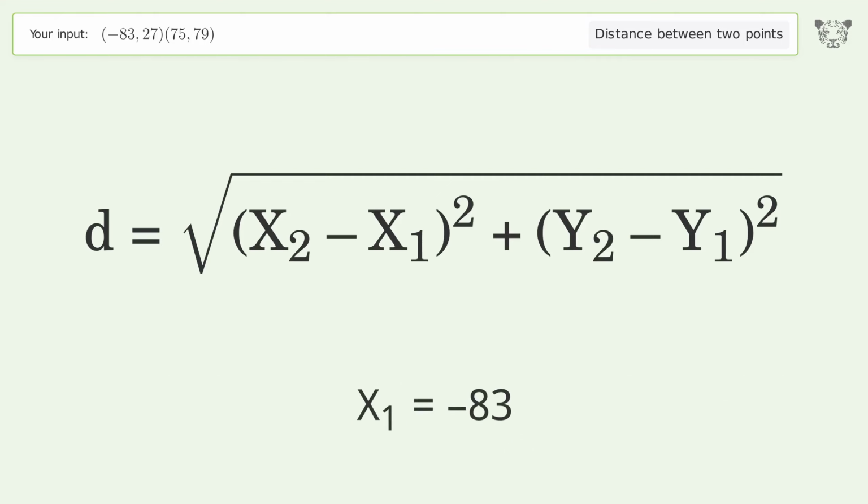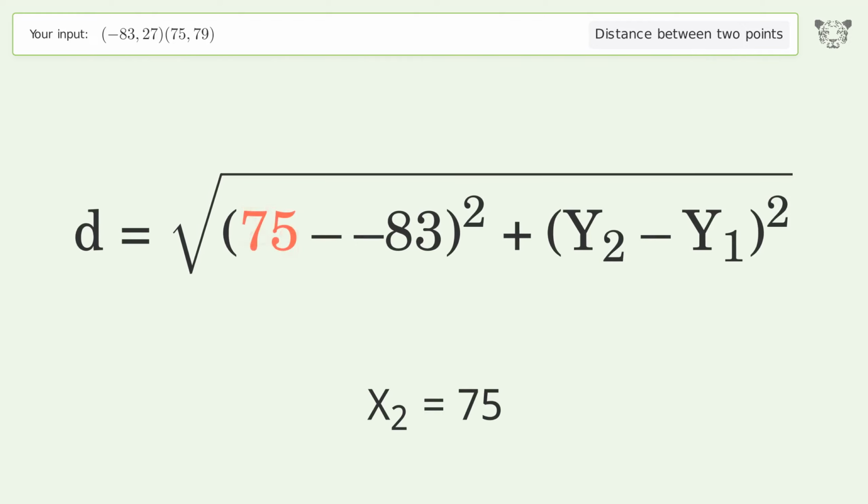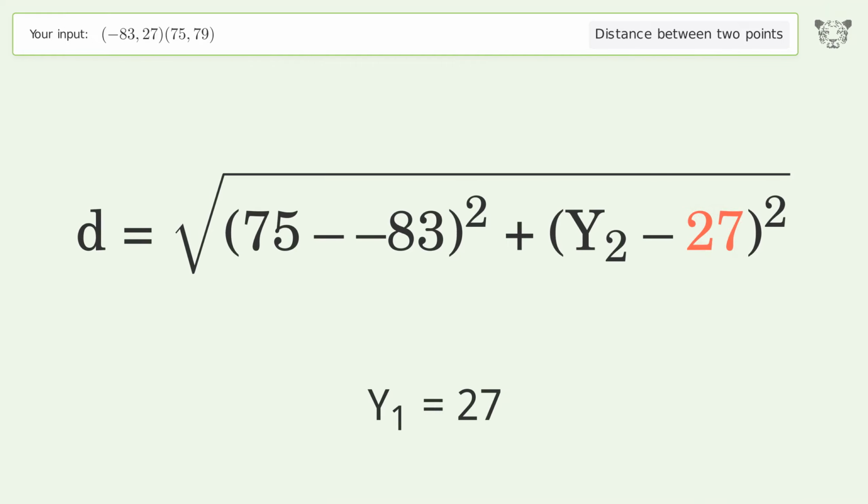x1 equals -83. x2 equals 75. y1 equals 27. y2 equals 79.